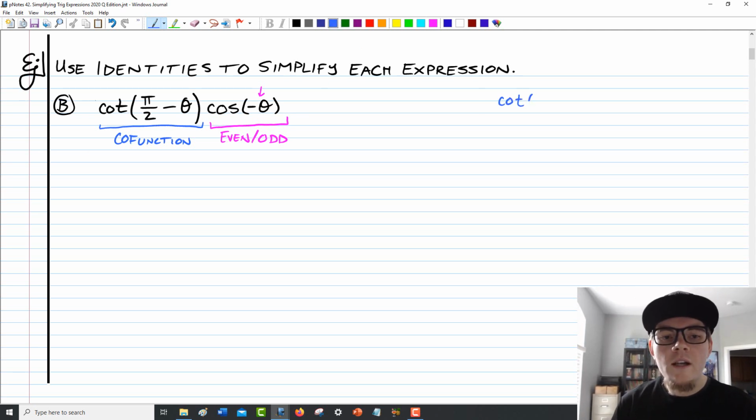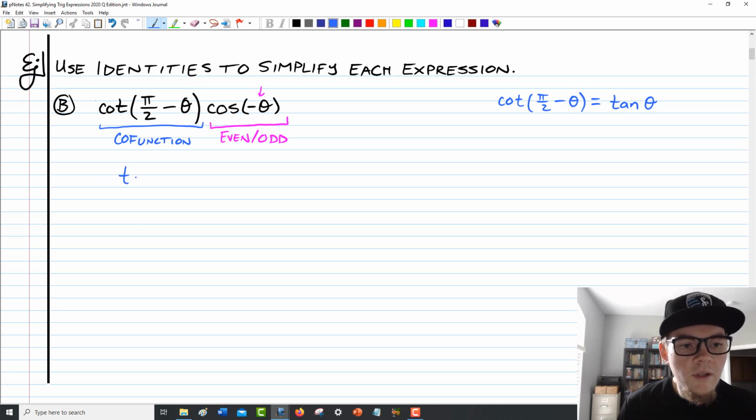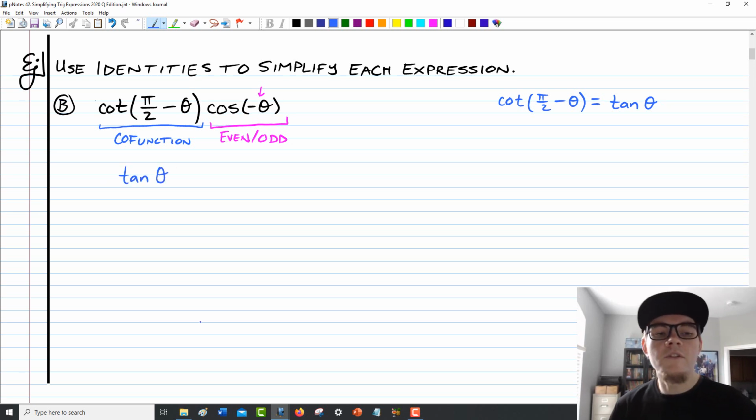First and foremost, we talked about the cofunction identities yesterday as being pretty memorable simply because the cofunctions go with their other name. So for instance, sine of pi over 2 minus theta is cosine, or cosecant of pi over 2 minus theta is secant. Well, in this case, we have cotangent of pi over 2 minus theta, which should be equal to its naming pair, tangent, but of theta. So I'm going to rewrite that first part of the expression, the light blue version, as tangent of theta. Then I'm going to multiply that by whatever the cosine of negative theta is equal to.